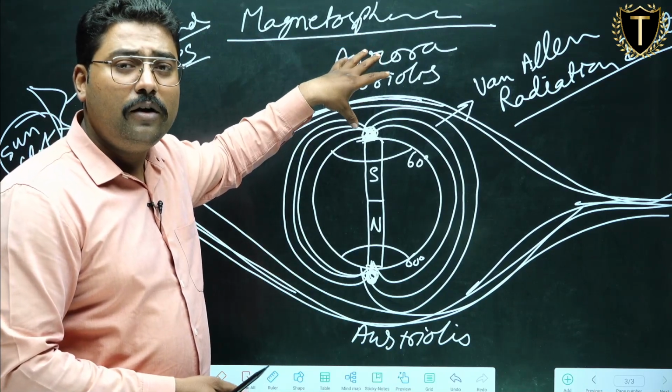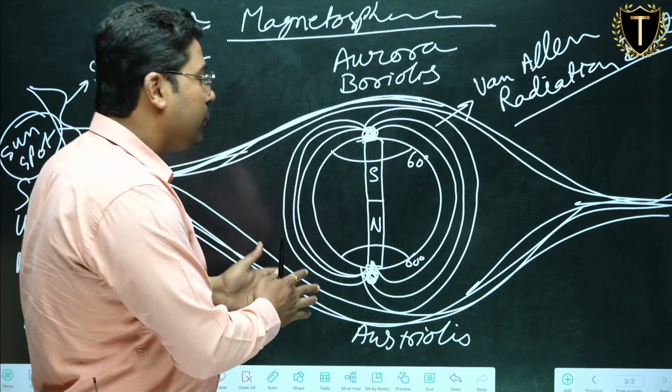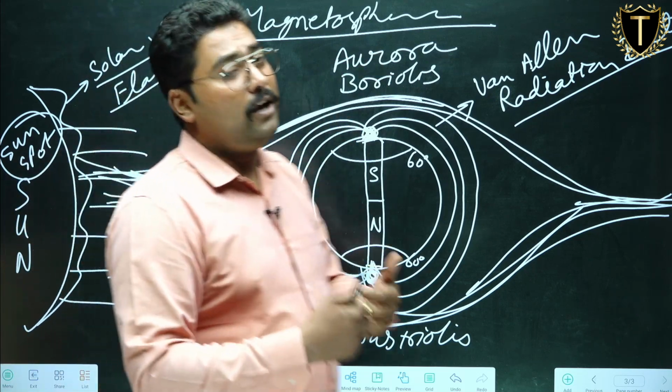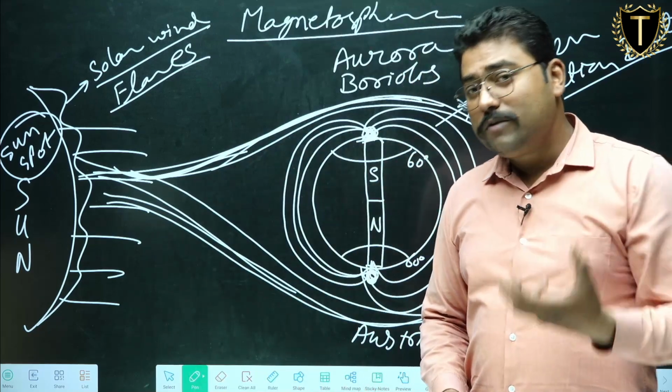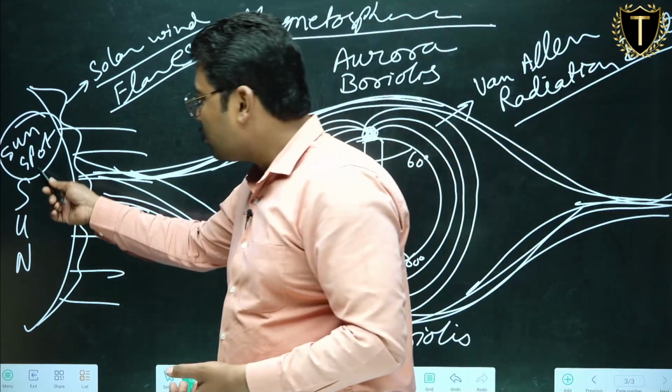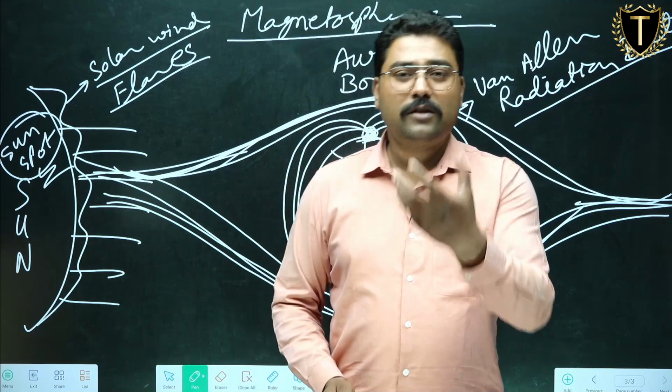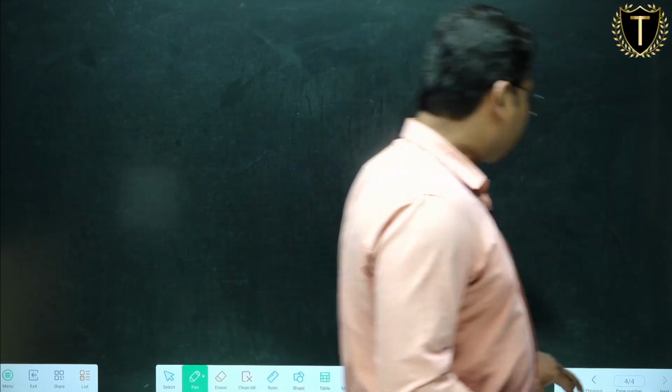Is it clear to all? So they are going to hamper our life a lot. That's why magnetosphere is most important. Now you must be thinking, sir, you discussed sunspots. What are sunspots? So let's see.